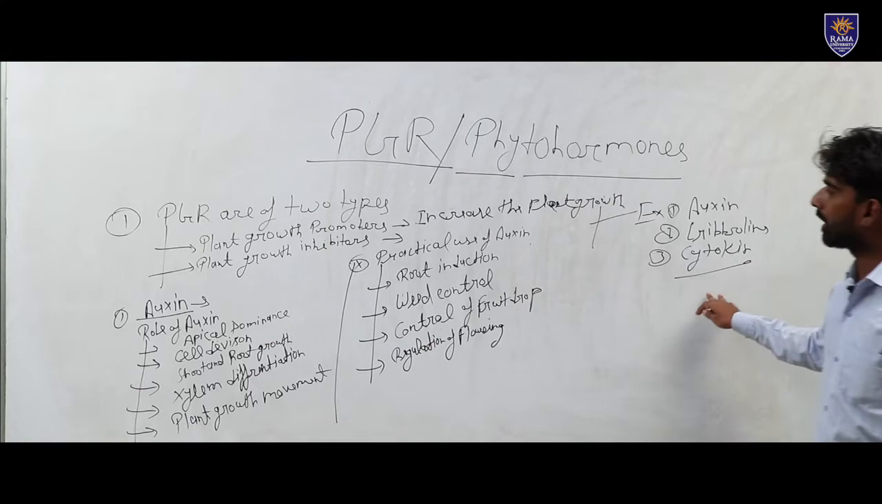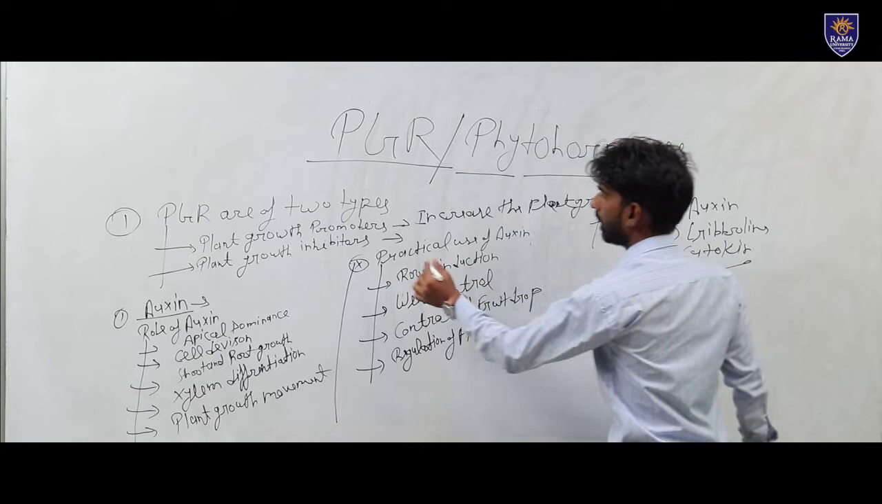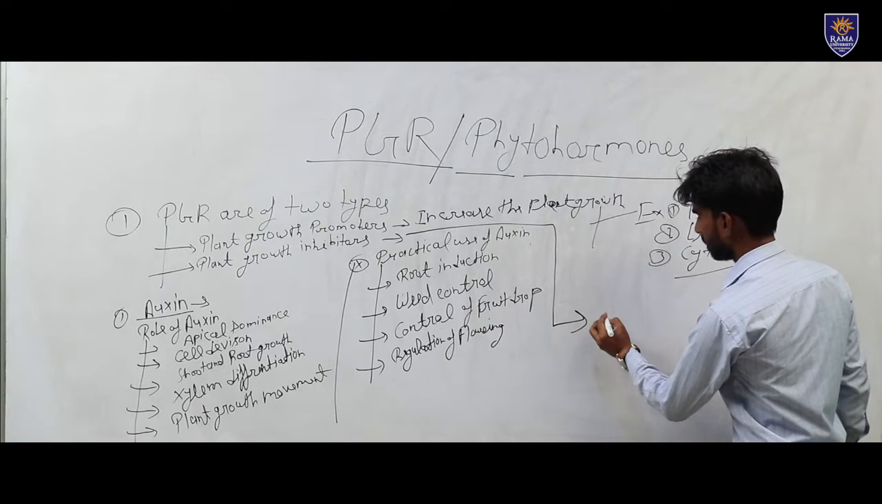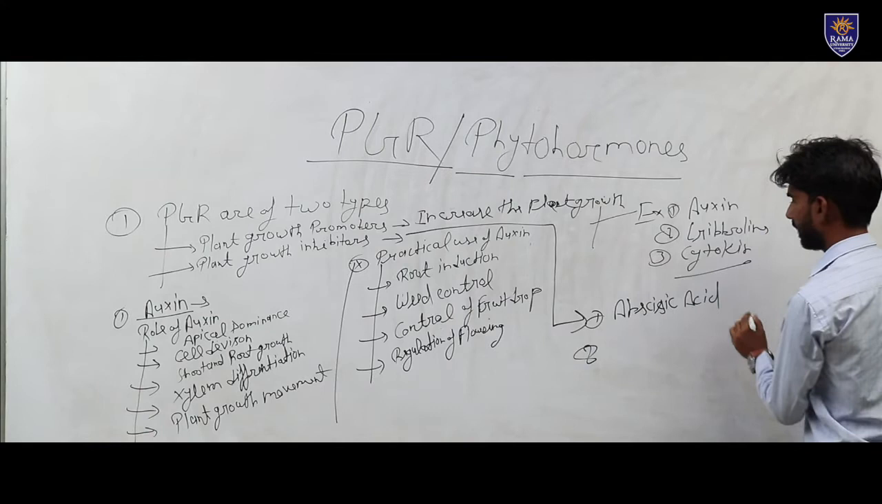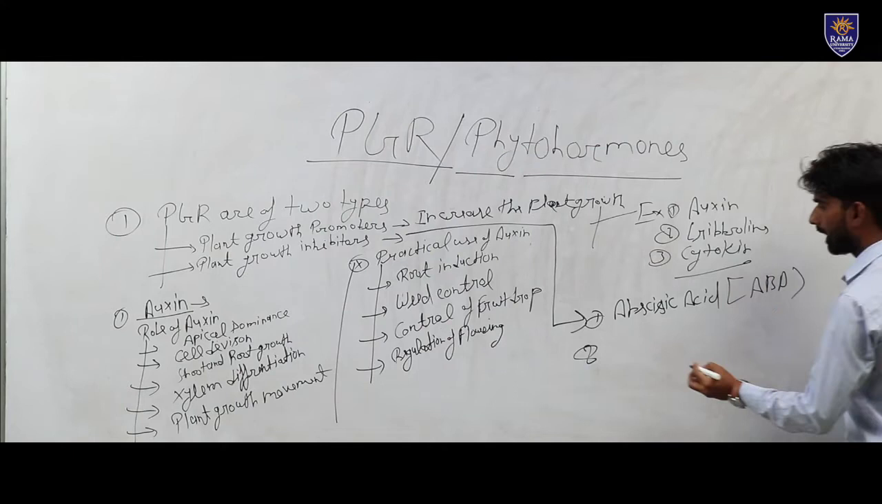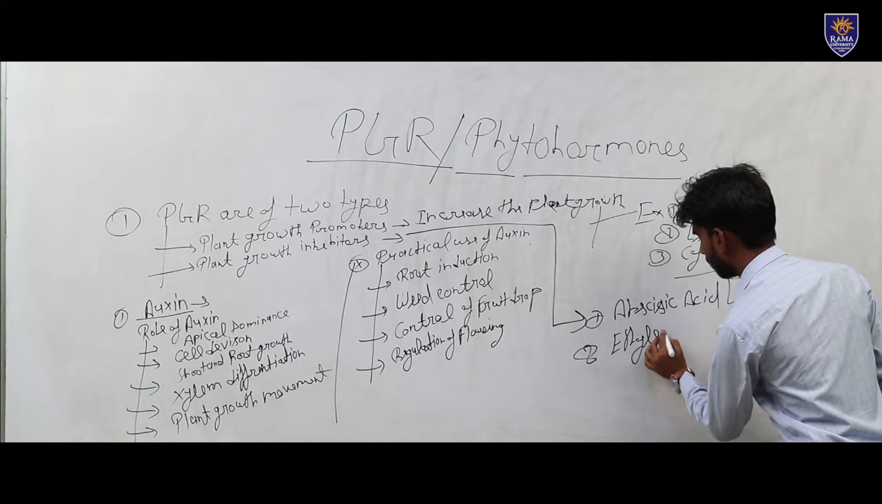Second are plant growth inhibitors. For example, first, abscisic acid, which is also known as ABA, and second, ethylene. These are plant growth inhibitors.